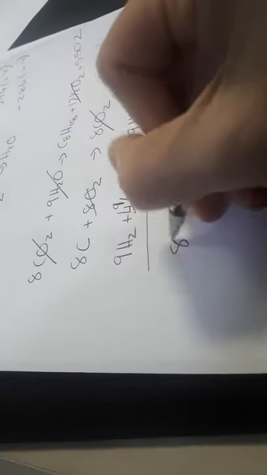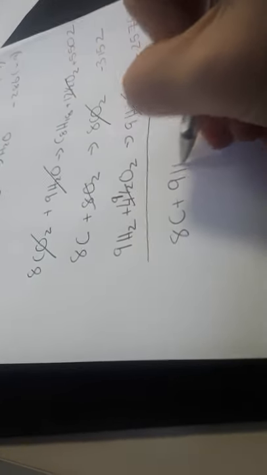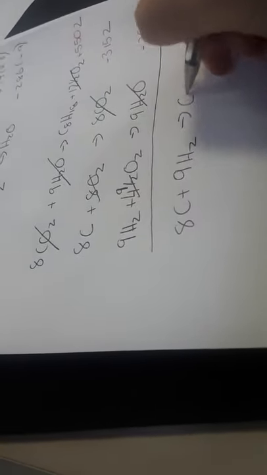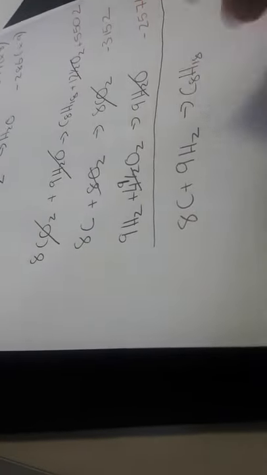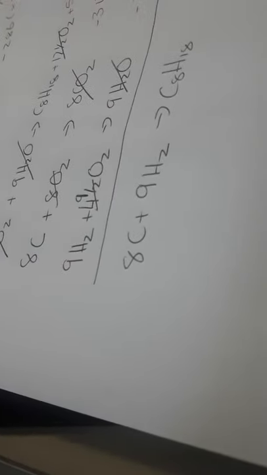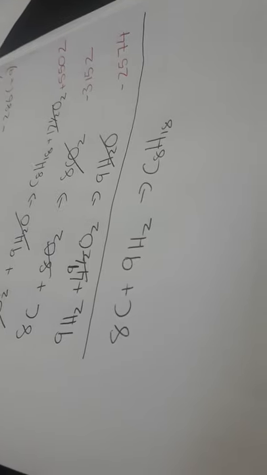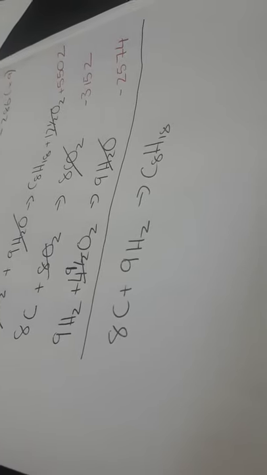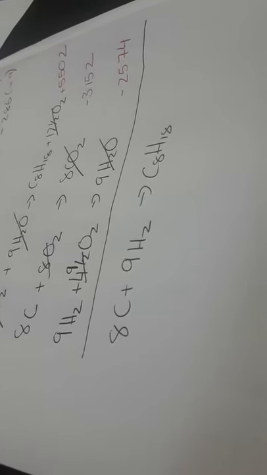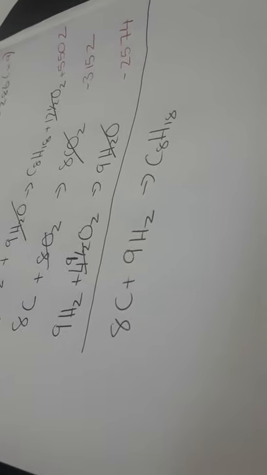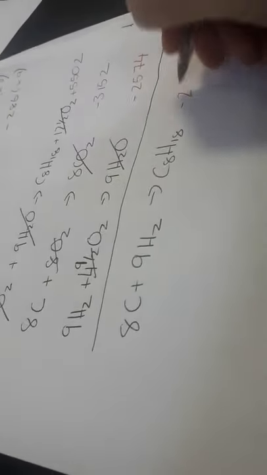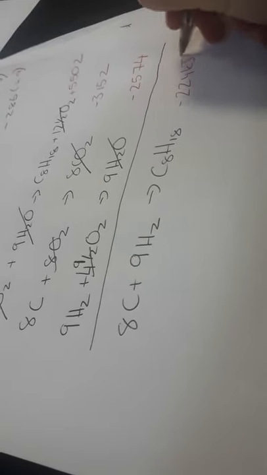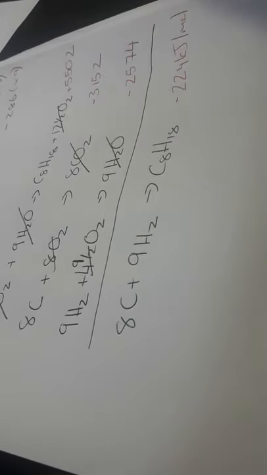So what do I have? 8C plus 9H2 goes to C8H18. So that then is going to give me 5502 - 3152 - 2574 gives me an answer of -224 kilojoules per mole. And that is my answer.